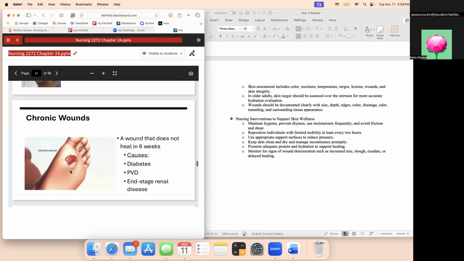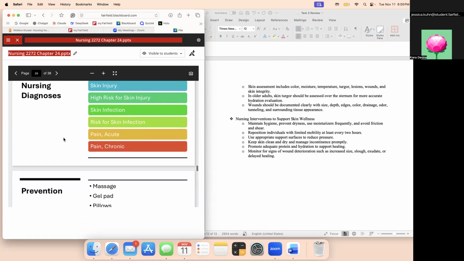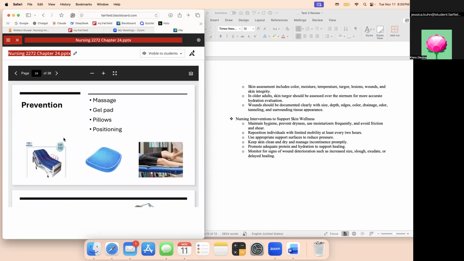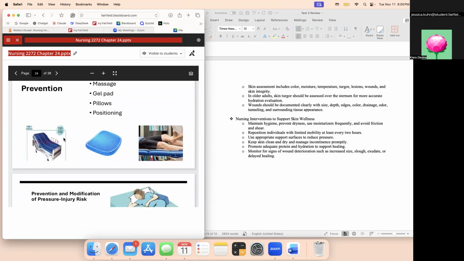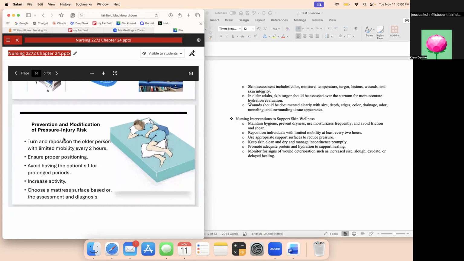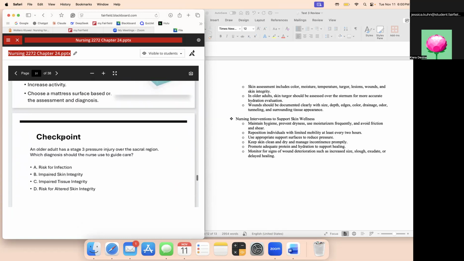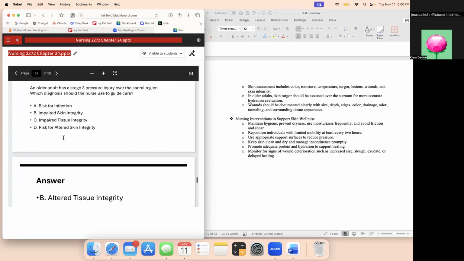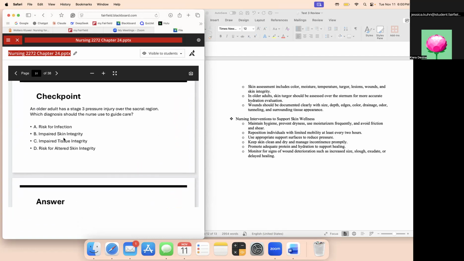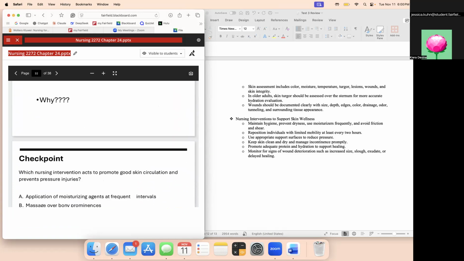Chronic wounds are wounds that last longer than 6 weeks. You'll see these a lot on the lower extremities with people who have diabetes, PVD, or end-stage renal disease. These are the positioning and prevention pads, pillows, and things like that. This is an example of how to position a patient to avoid the bony prominences. And it looks like she's got a nursing diagnosis question here for a patient with a stage 3 injury.